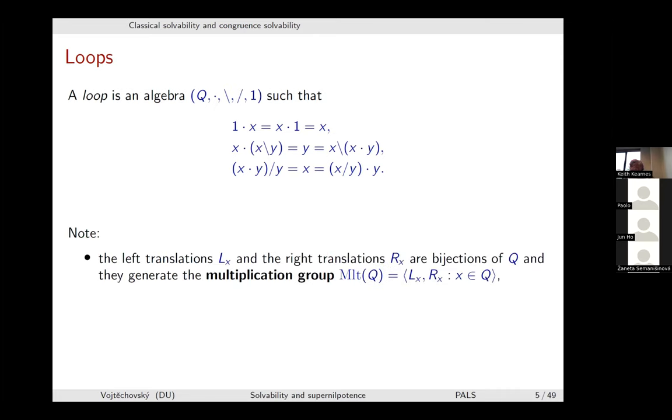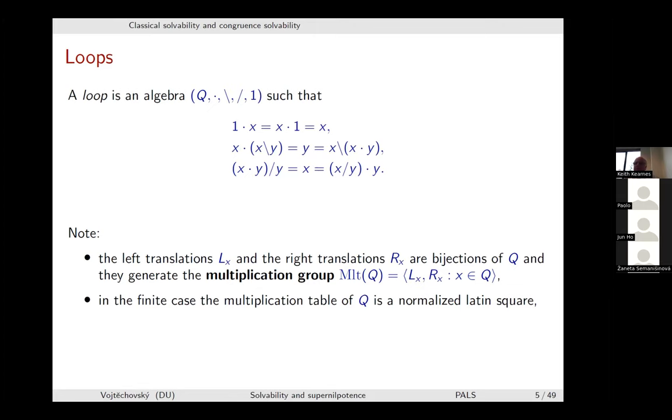Now, what does this say in terms of translations is, if Lx is the usual left translation as in groups and Rx the right one, then this means that all the translations have to be bijections of the underlying set, okay? And you can therefore form a permutation group out of them. Let's call it a multiplication group. It's going to be the group that is generated by all the permutations that correspond to left and right translations.